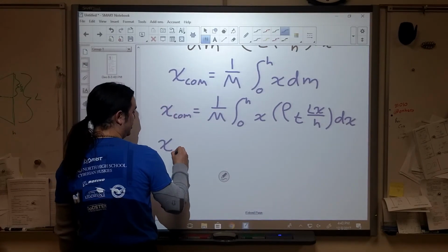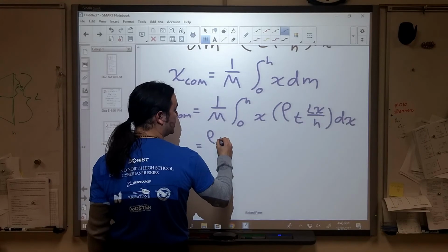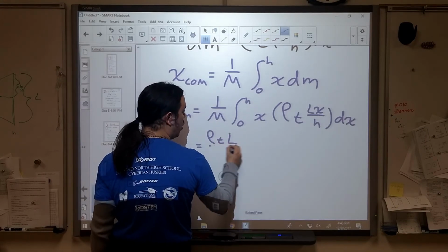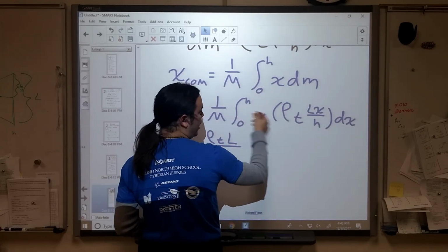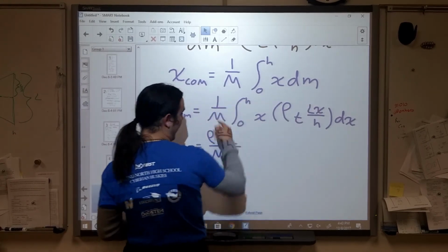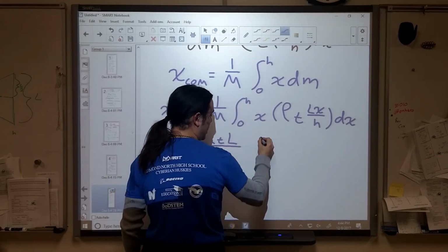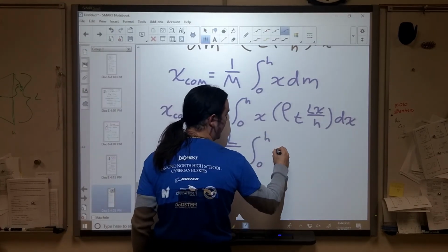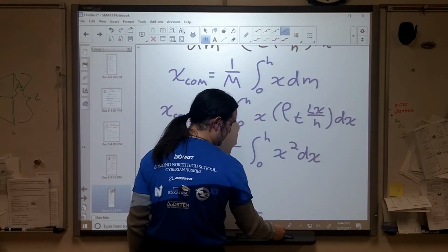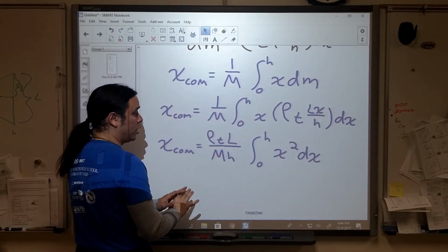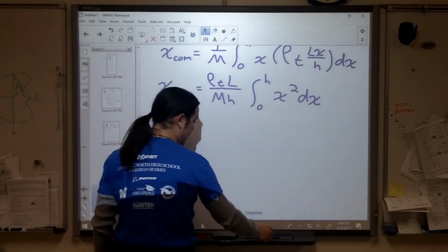Which means I can now write this as the following. The center of mass is located at rho t L over mh. I pulled rho out, I pulled t out, I pulled L out, and I pulled the divided by h out, times the integral from 0 to h of x times x, which is x squared, dx. Now this is a lot of work to set up. Once you get it set up, that's the hard part. It actually gets really easy.